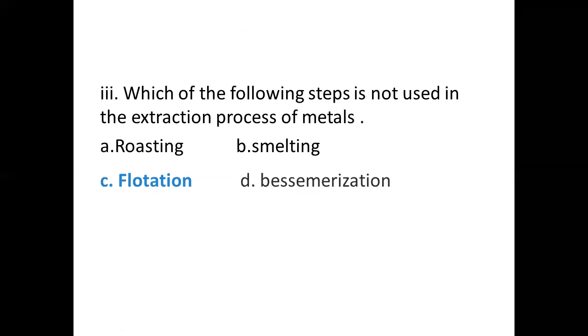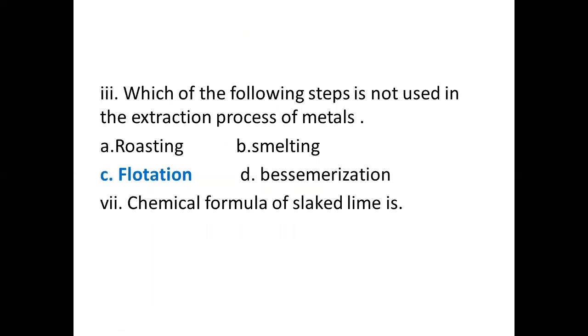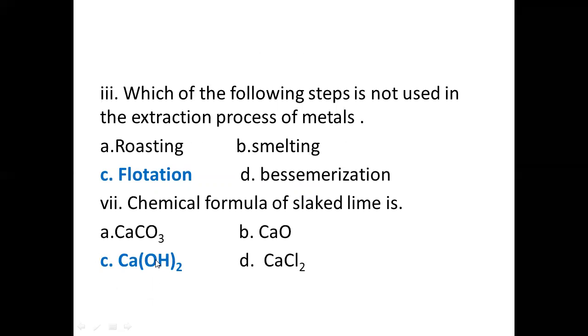The seventh one: the chemical formula of slaked lime is CaCO3, CaO, Ca(OH)2, or CaCl2. So the correct option is calcium hydroxide. Ca(OH)2 is the chemical formula of slaked lime.